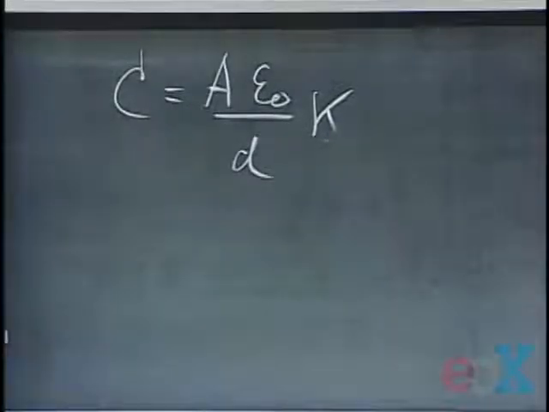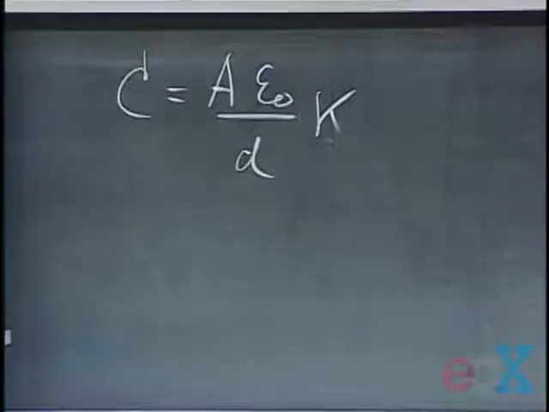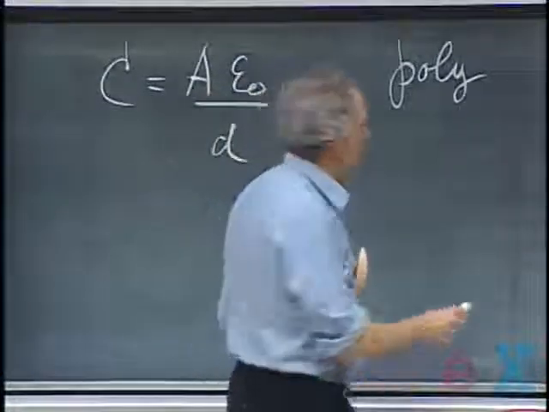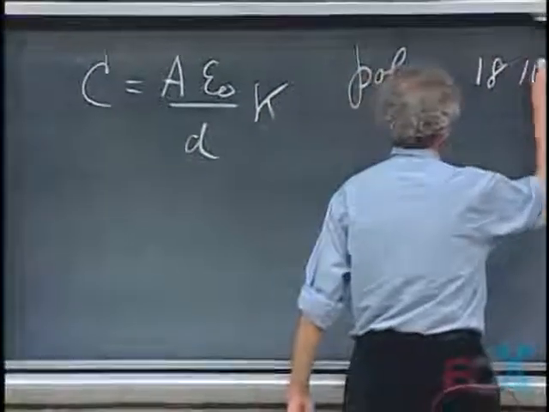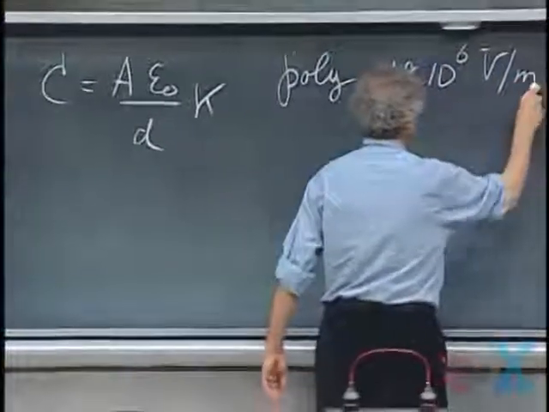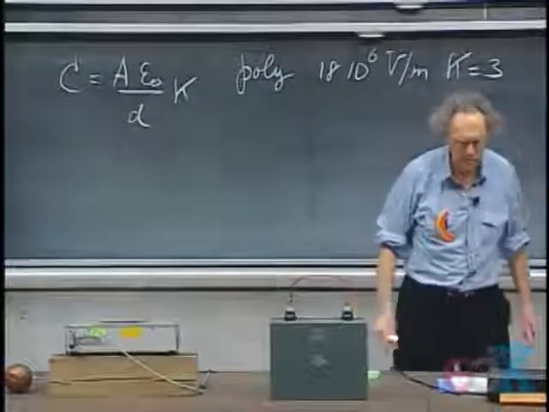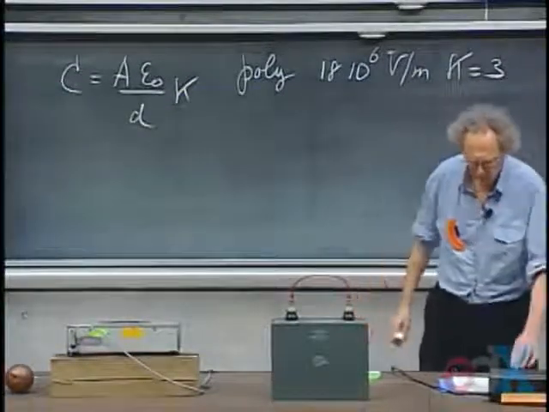If you want a very large kappa, you would say, well, why don't you make the layer water in between? That has a kappa of 80. The problem is that water has a very low breakdown electric field, so you don't want water. If you take polyethylene, I just call it poly here, just as abbreviation. Polyethylene has a breakdown electric field of 18 million volts per meter, and it has a kappa, I believe, of 3. Many capacitors are made whereby the layer in between is polyethylene.